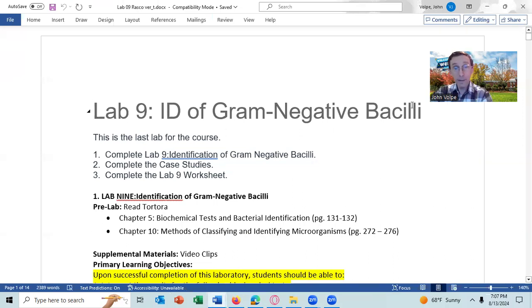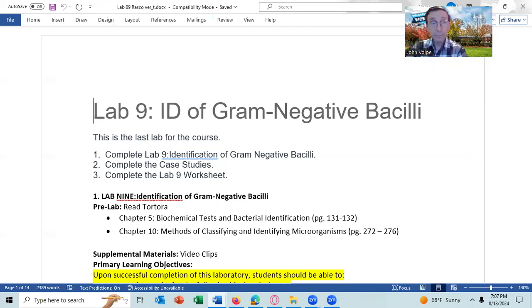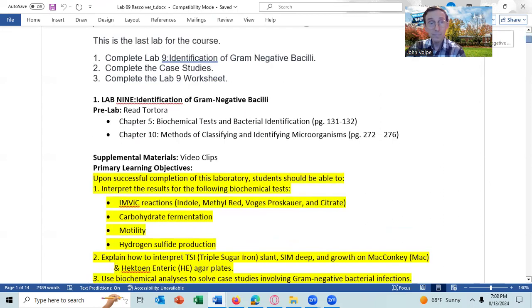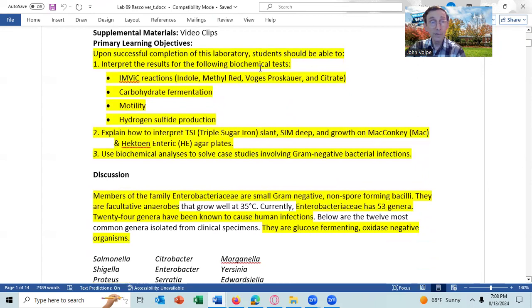All right, Lab 9, identification of gram-negative bacilli. This is the last lab for this course. You will need to complete your work and turn in the Lab 9 worksheet. If you turn in the lab module, you may get a penalty. You'll also need to complete the worksheet and the case studies. There is some reading, not too much, for today's lab: a little bit, one page in chapter 5, about biochemical tests and bacterial identification. And then you probably already read this, but chapter 10, methods of classifying and identifying microorganisms, page 272 to page 276. There are some video clips in today's lab.